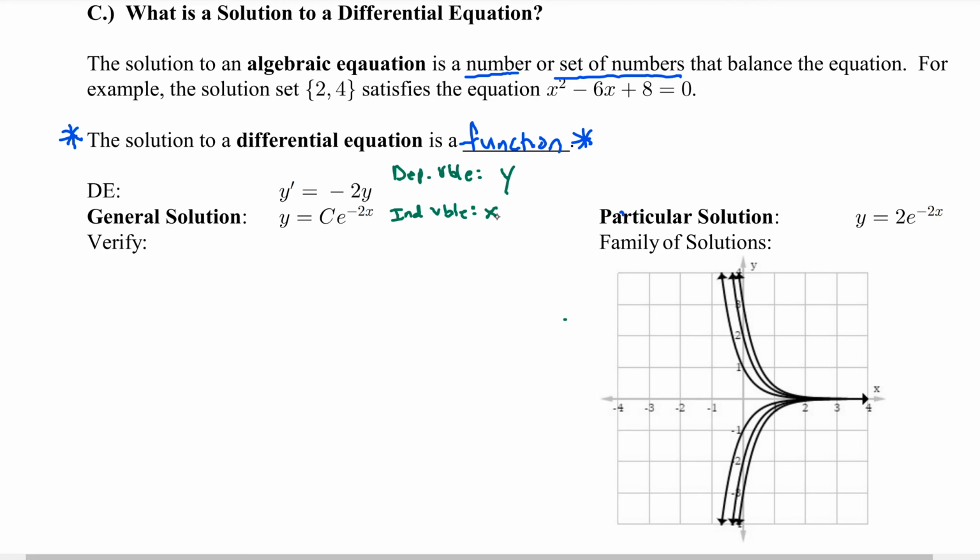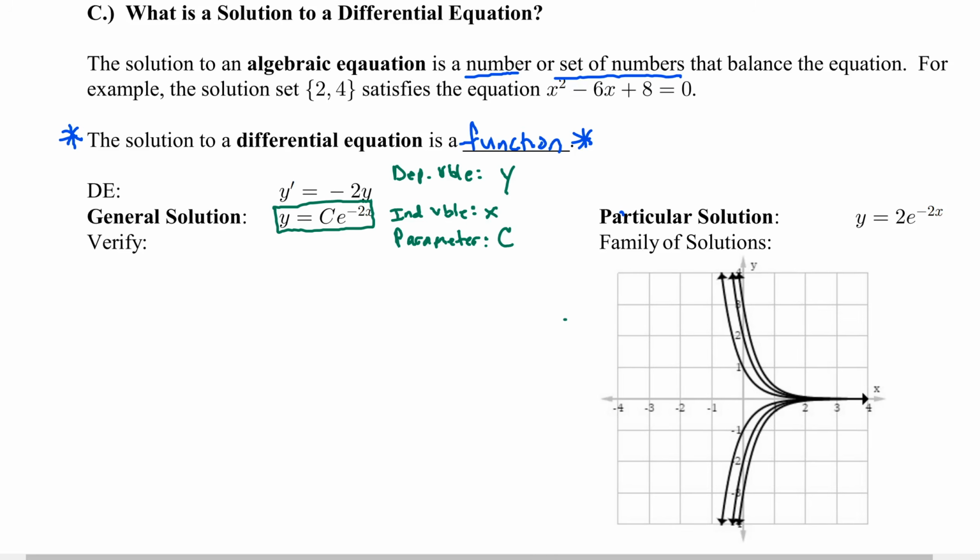Now, c is a parameter or a real number that will be subject to a given initial condition. What we want to do is verify that this equation is in fact the solution to the given differential equation.